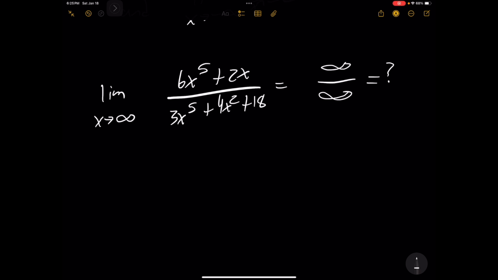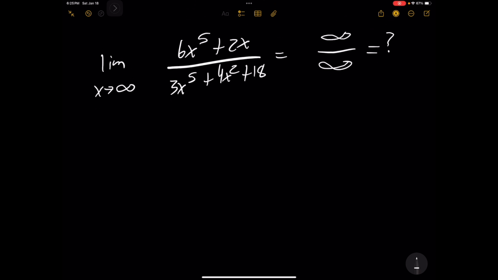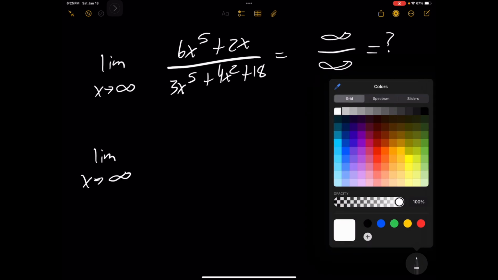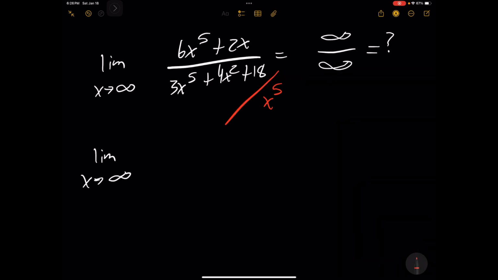So let's look at this by dividing both top and bottom by the same thing. I'm going to divide both the top and bottom by the highest powered term. And then it should be pretty clear what's going to happen here. The limit as x goes to infinity, instead, I'm going to divide everything. Let's divide everything by x to the 5th. So our first term, 6x to the 5th, is just going to be a 6. Our second term, 2x divided by x to the 5th, is going to be 2 over x to the 4th.